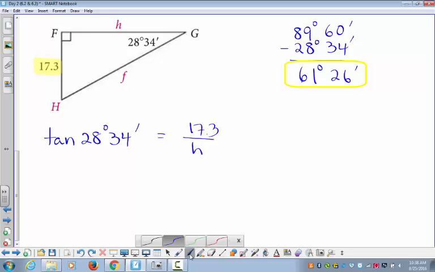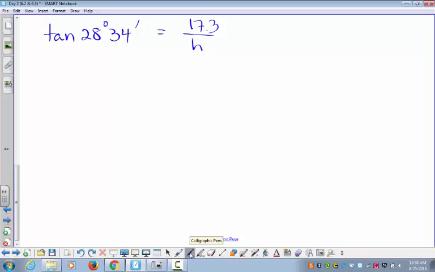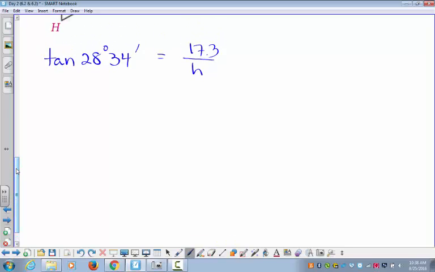We're trying to find h, side h. So we have to do a little manipulation, I guess I should say. We need to isolate the h, so we're going to pull the h to the left by multiplying, and move the tangent to the right by dividing. So the next statement here would be h equals, multiply both sides by h, and then I have to divide by tangent.